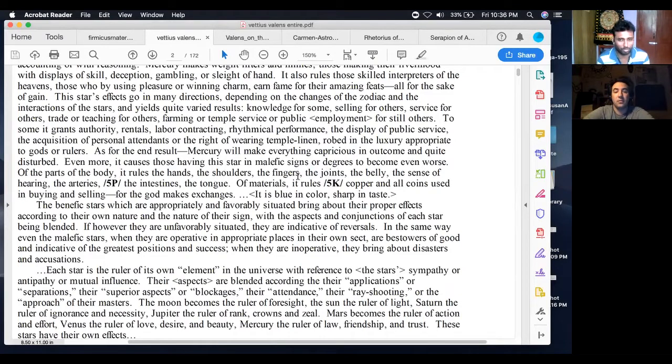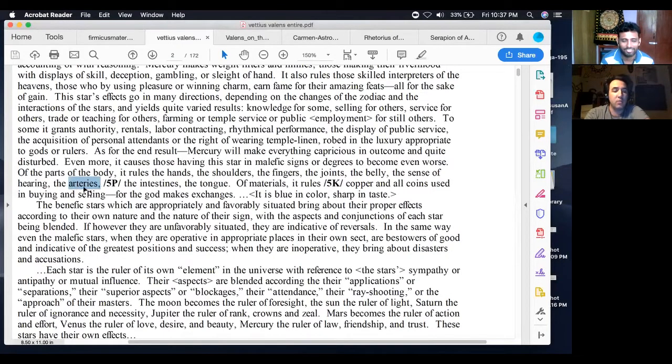I would associate joints with Venus because Venus is the planet of union, and I thought it's Venus, but here it's Mercury. But I can understand, that's logical too. I think intuitively, joints and Mercury just seems to be working for me right now. So I'll let you know if I discover anything with that. But the belly, I don't know where that comes from. Sense of hearing, sure, although you could also associate that with Jupiter, as it is in the Indian tradition.